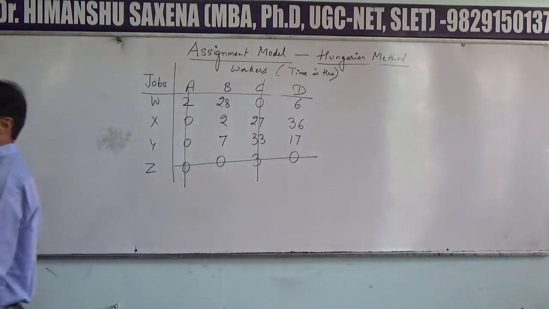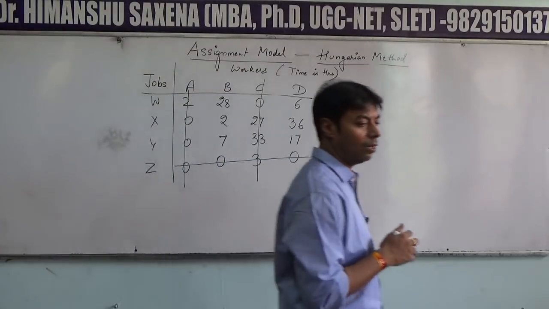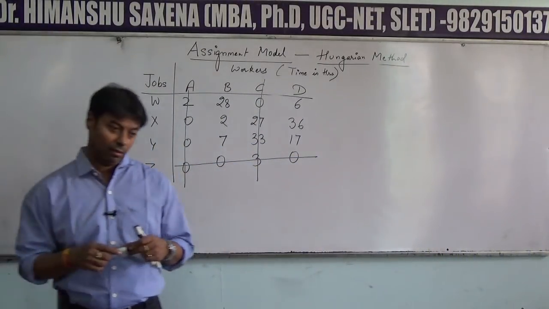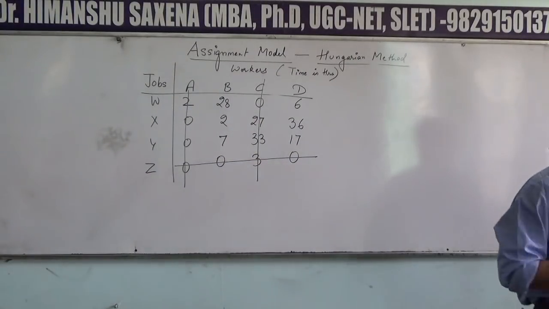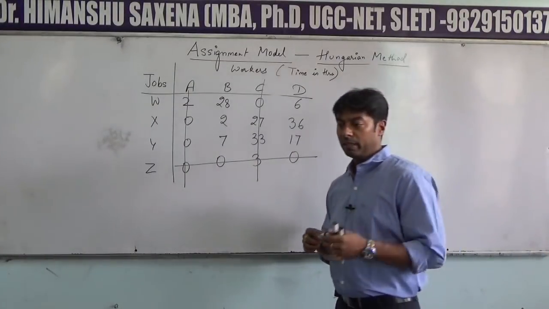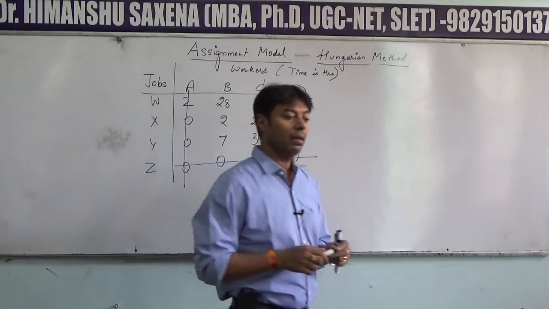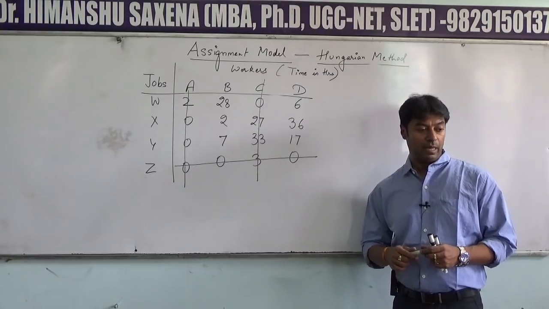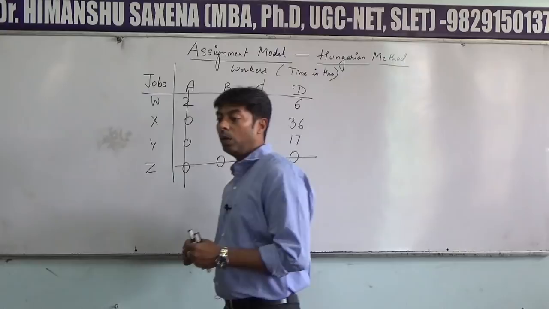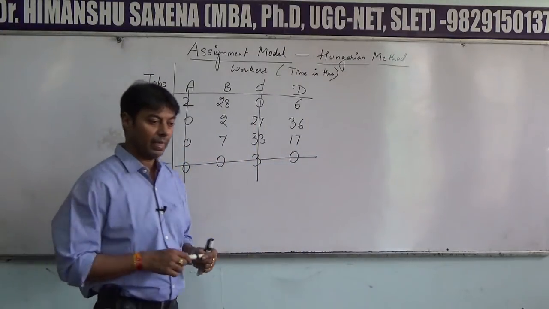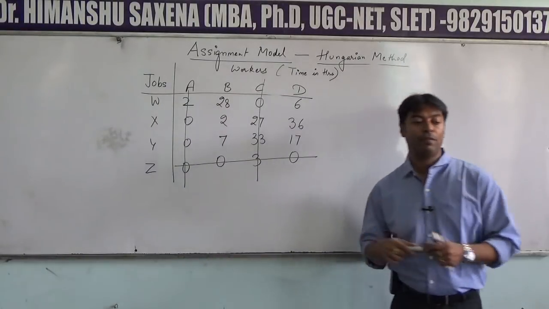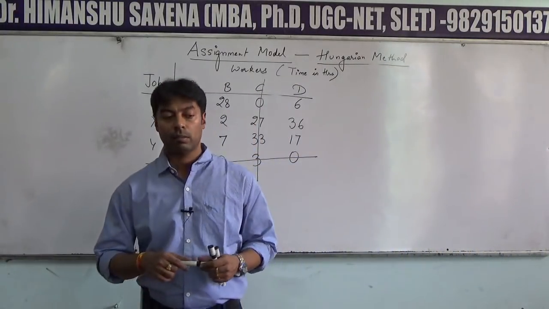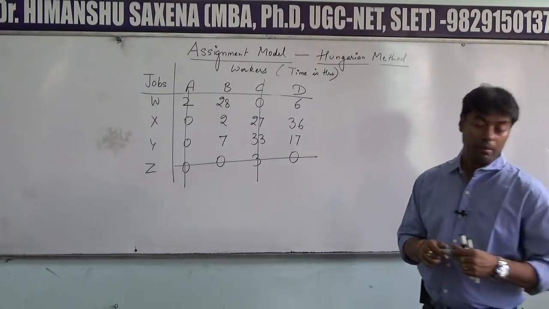That is step number 4. So please take it down. Step number 4. Check the condition. Please take down the condition in the next line. Whether the number of lines drawn are equal to the order of the matrix.